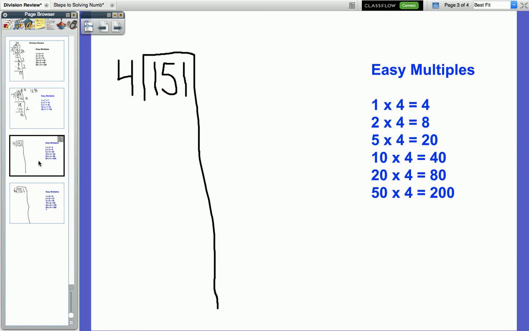Okay, and the next one we're going into 3-digit. So I have 151 divided by 4. So again, I have my easy multiples here. The biggest one I can use is 20 groups of 4 for 80. So 20 groups of 4 is 80, and then I can subtract. 151 minus 80 is 71. I have 71 left, so I can't do 20 again. I have to do 10 groups this time. 10 groups is 40.